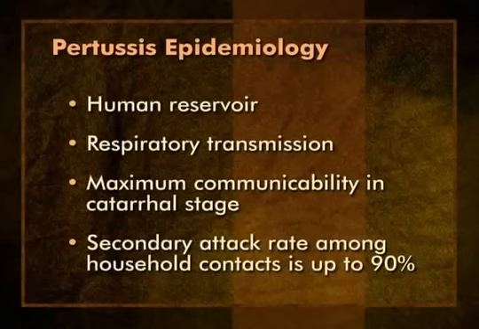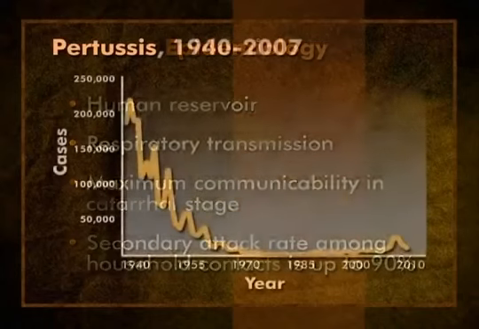Maximum communicability occurs in the catarrhal stage, when it seems like just a cold, before the characteristic cough develops. People may transmit the disease in the paroxysmal stage as well. Pertussis is very contagious. The secondary attack rate among household contacts is up to 90%, which means that a person with pertussis will infect almost every susceptible person in the house.